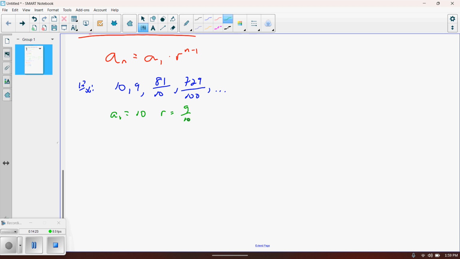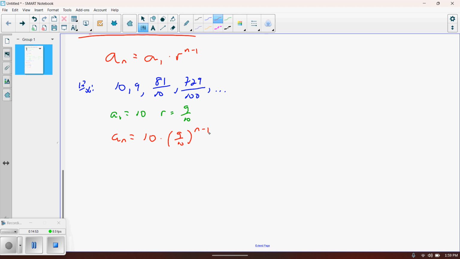So now we have everything that we need to write our general term. And the general term is a sub n equals the first term, 10, times the common ratio, which is 9 tenths, raised to the n minus 1 power. Okay, and that is the general or nth term of the geometric sequence.